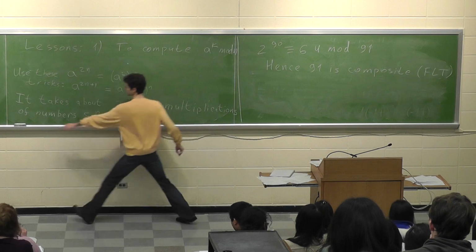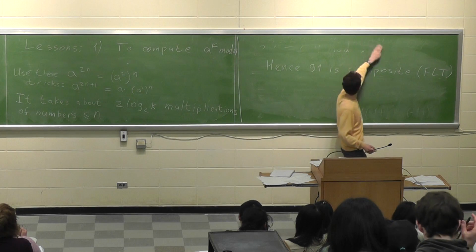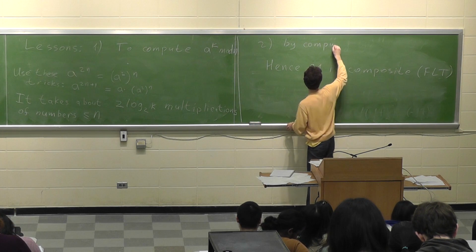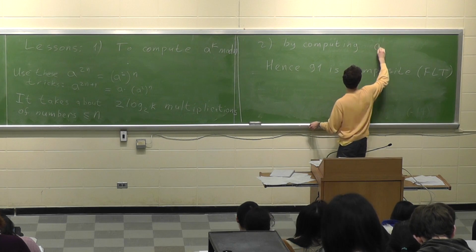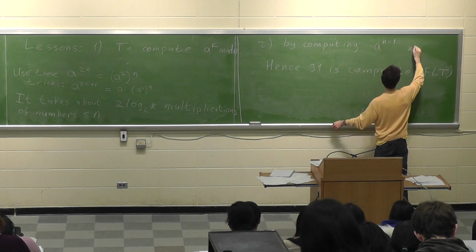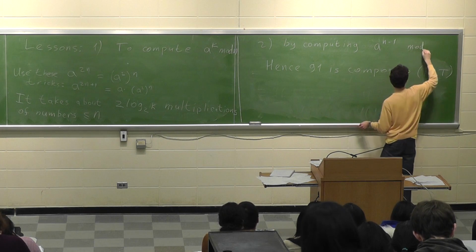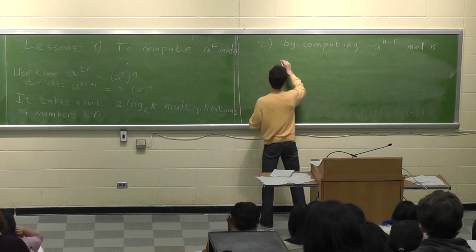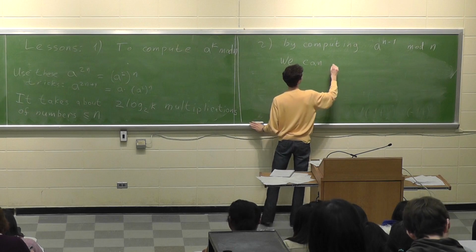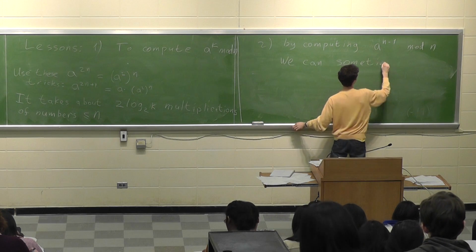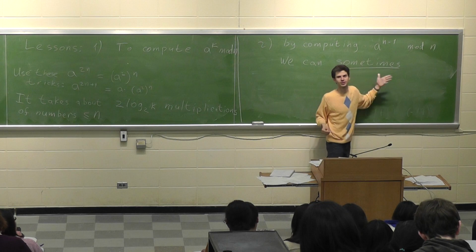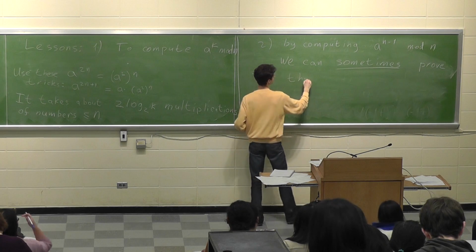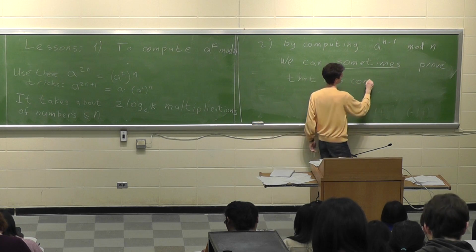So the second lesson is that by using this method in computing a to the power n minus 1 modulo n, you can sometimes, if you are lucky enough, prove that n is composite.